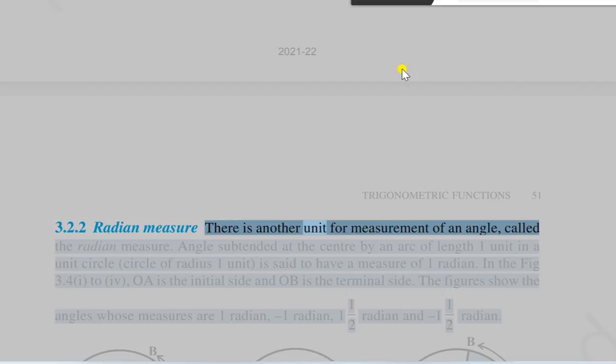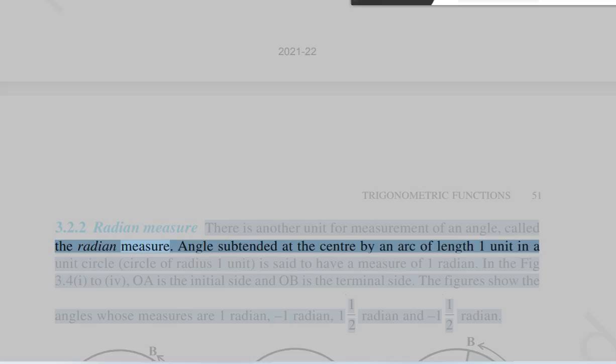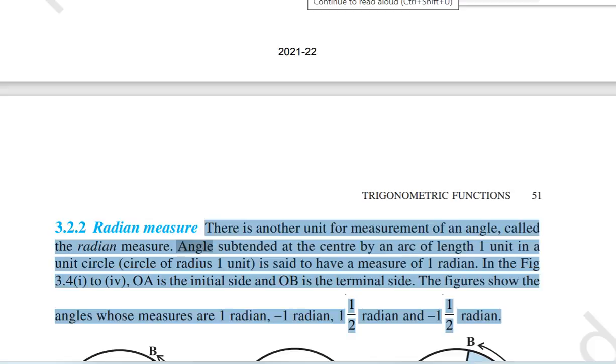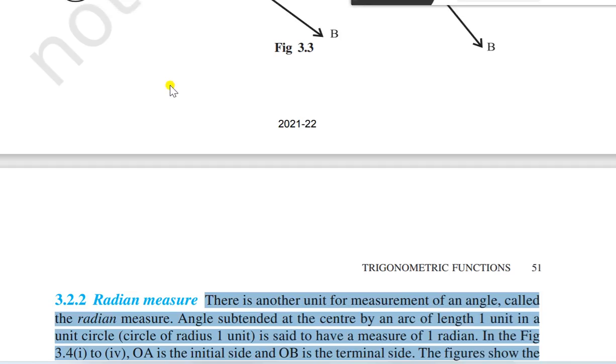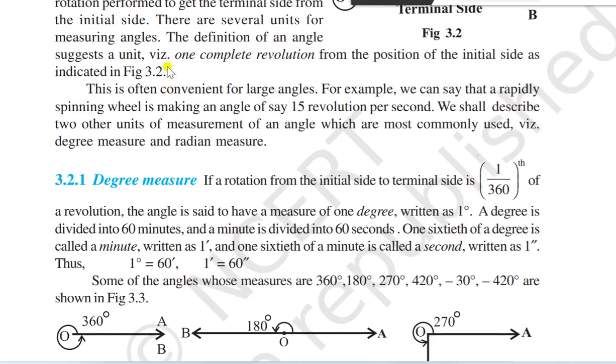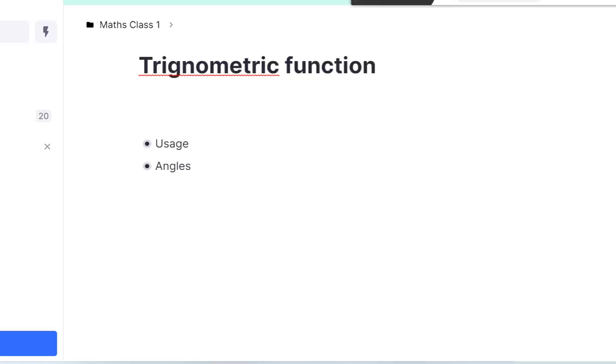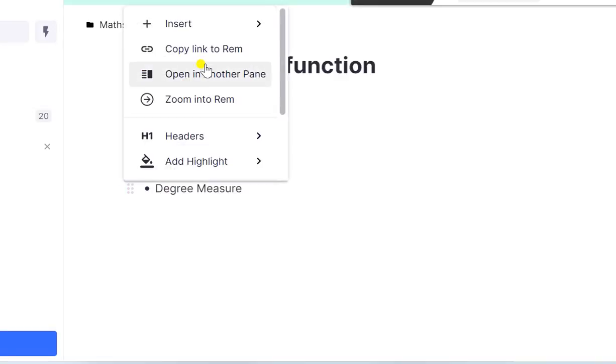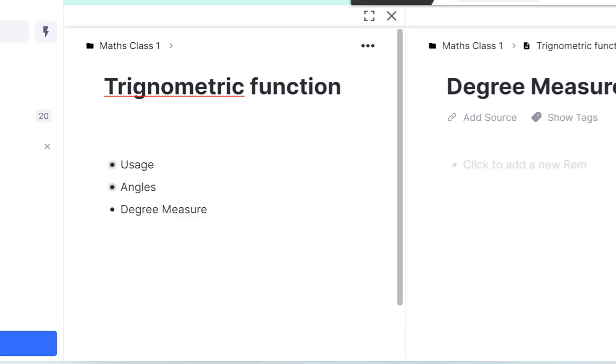There is another unit for measurement of an angle, called the radian measure. So there are two measures, degree measure and radian measure. Let's make notes for the degree measure first. We've made notes for angles, and we'll make notes for degree measure too. These small notes will help us check how much we know.